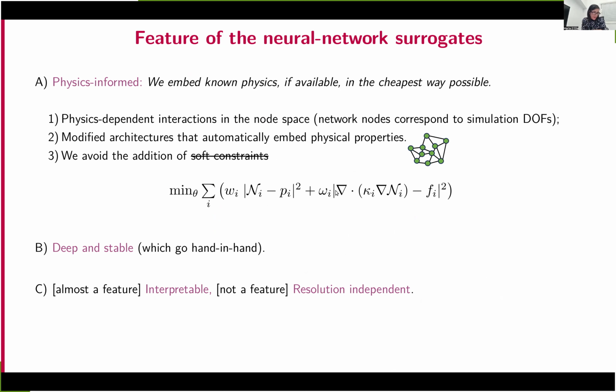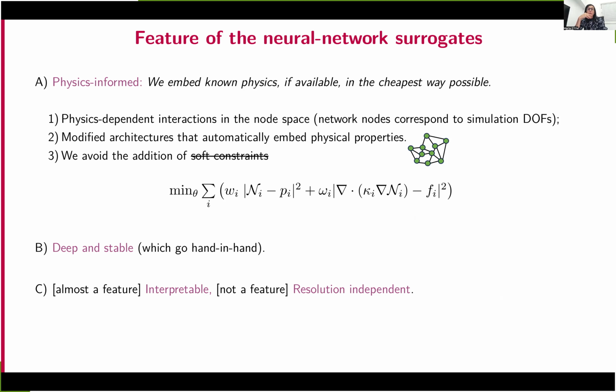We can chat more about why we don't pursue this. I think the main reason is that the training becomes more complex. We're faced with the problem of finding an optimal weight and all these things. But again, this doesn't mean that we don't want to embed physics. And in fact, physics-dependent interactions in the node space can be included, and that's how we proceed in the network.